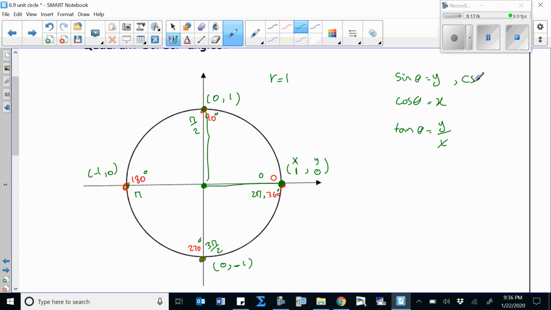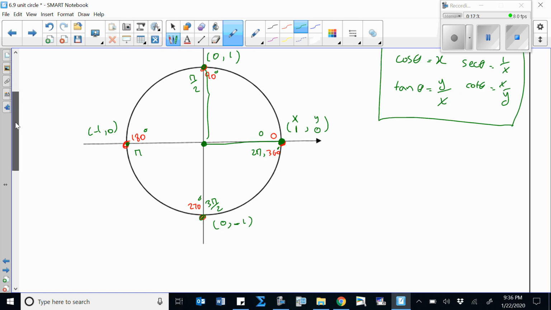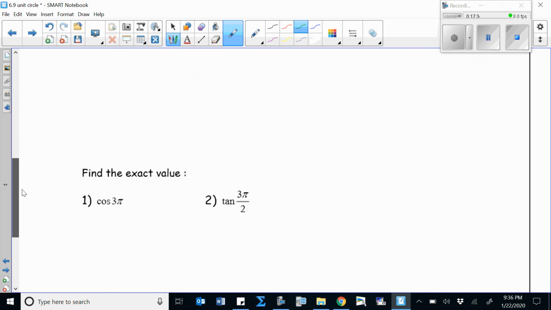Then cosecant of theta is 1 over y. Secant of theta is 1 over x because this is reciprocal of cosine. And cotangent of theta is x over y. You need to memorize these. These are going to help you a lot to find values of trig functions.